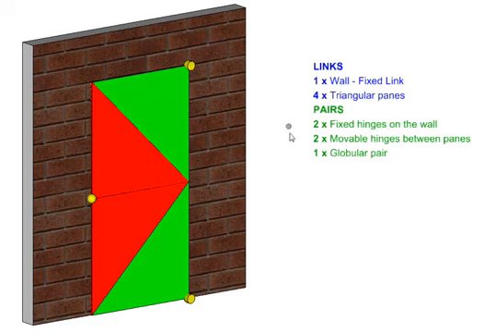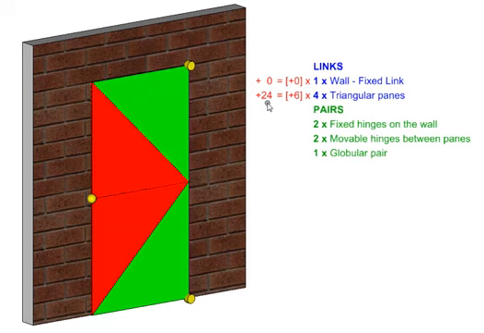Now let us take stock of the degrees of freedom. As you know, now we are in 3-dimensional space. So every rigid body is going to have 6 degrees of freedom. Of course, not the fixed link. So the fixed link will have 0 degrees of freedom. But these 4 links, the triangular panes, each is going to have 6 degrees of freedom. So 4 multiplied by 6, we have 24 degrees of freedom coming in.